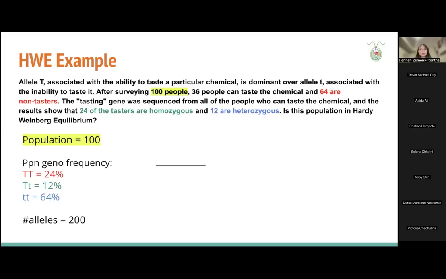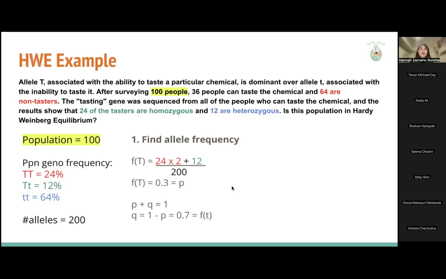And the first thing that we're going to do to calculate if this is in Hardy-Weinberg equilibrium is find the allele frequency. So that's what we just did, right? So we're finding the allele frequency of the dominant allele, big T. So we have our 24 out of 100, or 24%. So we take 24 times 2 from the homozygote dominant plus 12 from the heterozygote over 200, which is our total number of alleles. And that gives us the frequency of 0.3, and that is equal to p, because p is the frequency of our dominant allele.